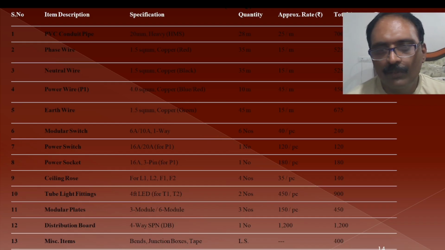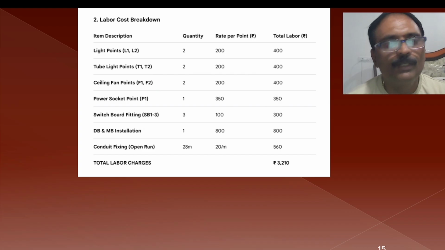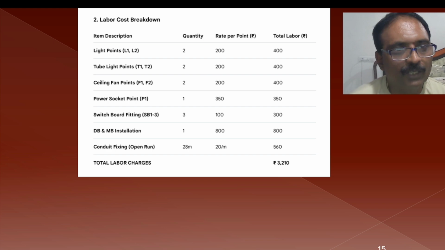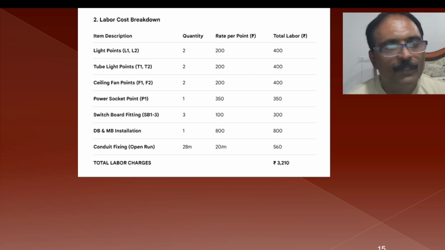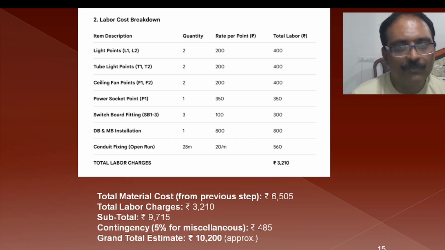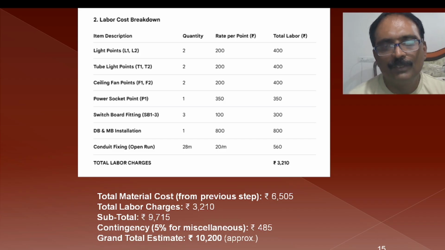And finally put together we are going to have a cost of 6,505 rupees for this equipment, and the labor cost is going to come around depending upon the load. Of course this also depends upon the choice we make. Here I have considered a particular example where the total labor cost is going to be around 3,210 rupees. So put together we are going to have a total of 9,715 rupees. If you allow 5% for contingency, it will come around 485 rupees. So the grand total estimate is going to be 10,200 rupees or approximately 10,000 rupees for this purpose.